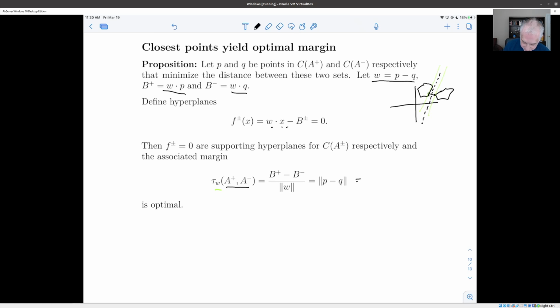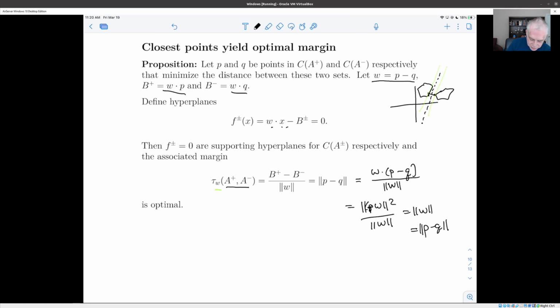We might as well just settle that part, because by definition B plus is W dot P and B minus is W dot Q. So this is W dot P minus Q over the norm of W. But W is P minus Q, so this is the norm of W squared over the norm of W, which is the norm of W, which is the norm of P minus Q. In other words, we will have shown that the margin for this particular W is equal to the distance between P and Q, but we already know from our earlier work that that's the best we could hope for. So this would be the optimal margin.